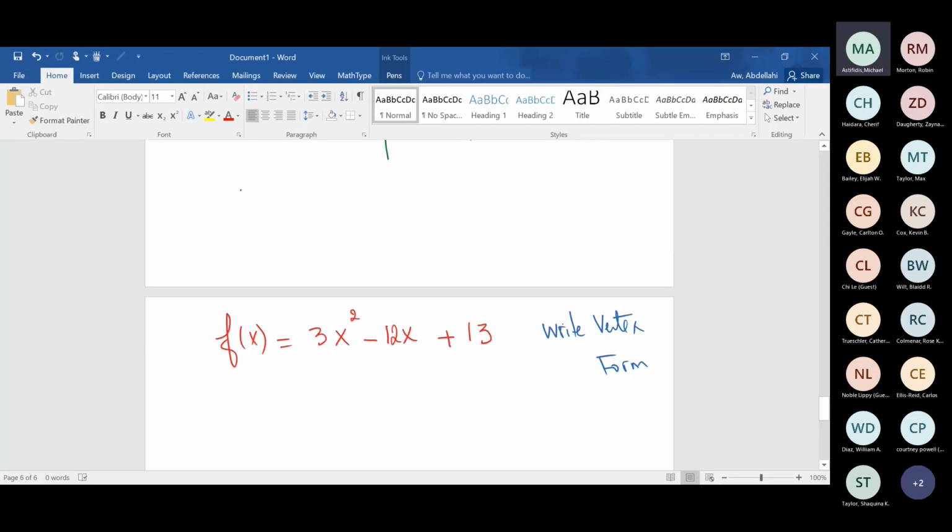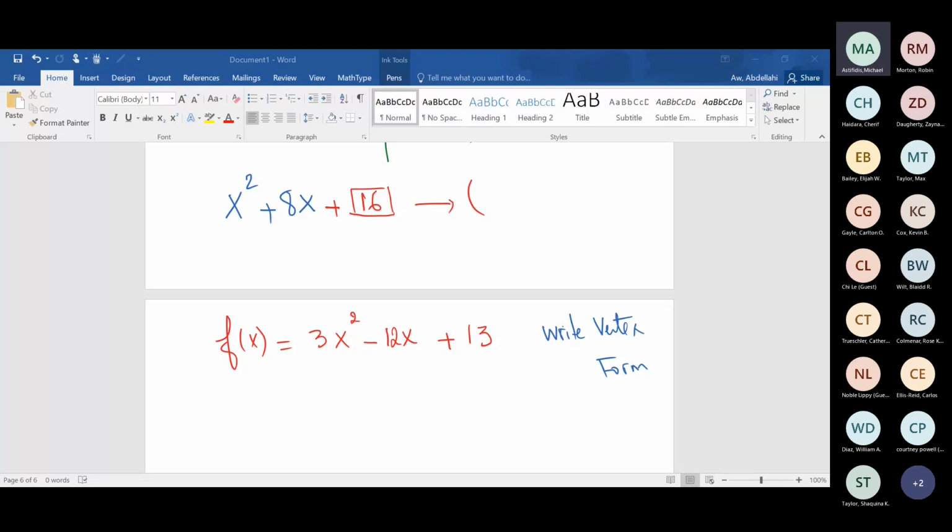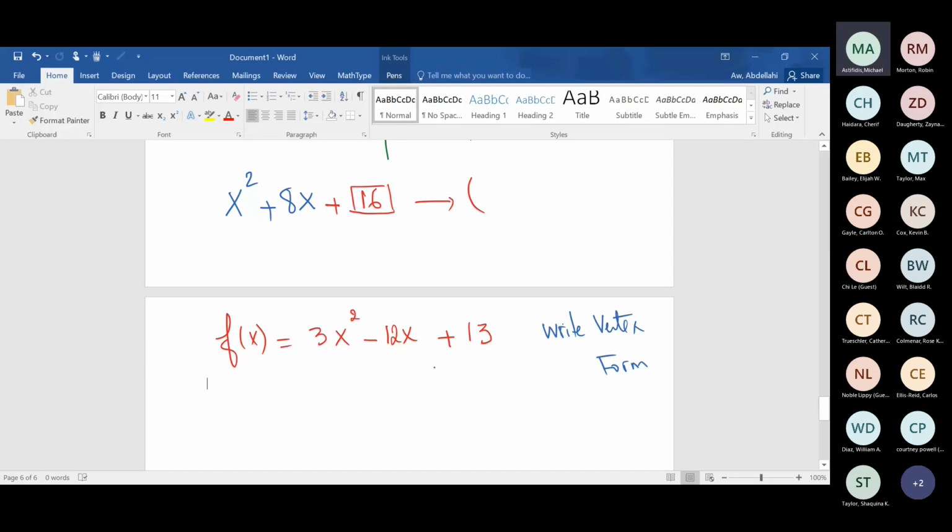For instance, if you have x squared plus 8x, does somebody remember what number we need to add to get a perfect square? Half of the middle term, exactly, half of the number, squared. Half of 8 is 4, and 4 squared is 16. Can you hear me? Yes, I can hear you. Half of the number, squared. So everybody remembers that technique? So we get x plus 4 all squared.